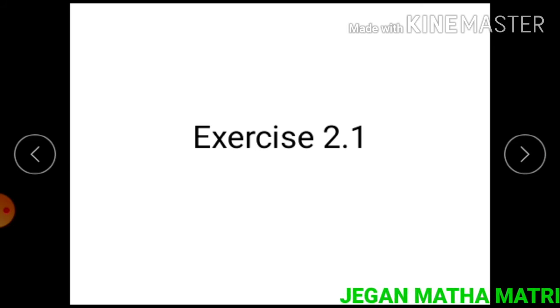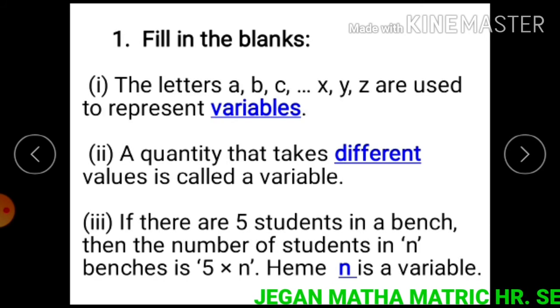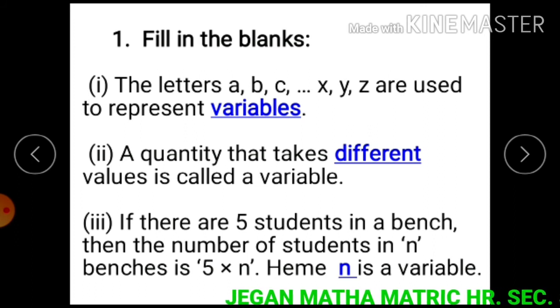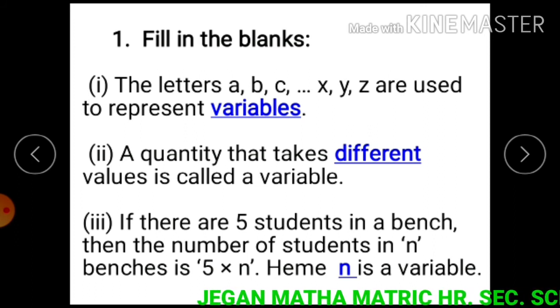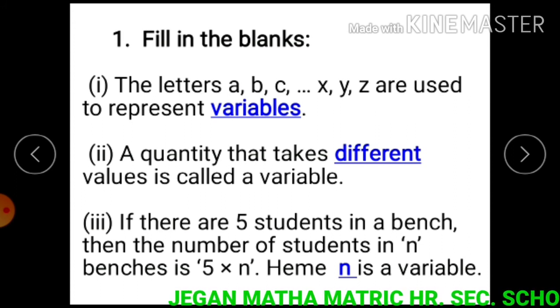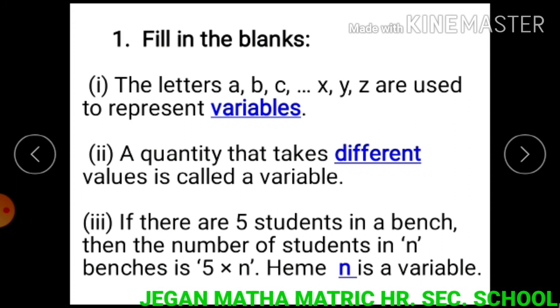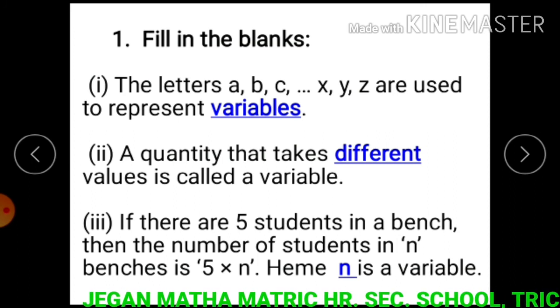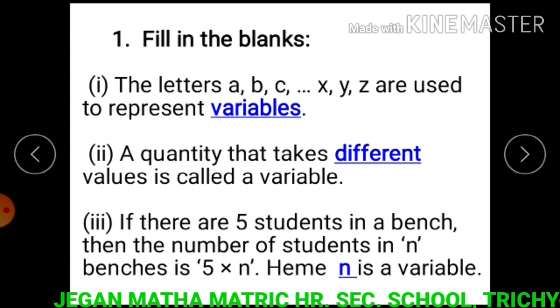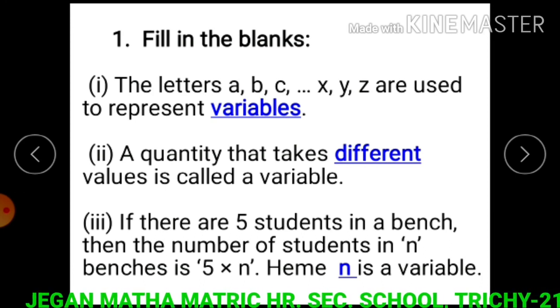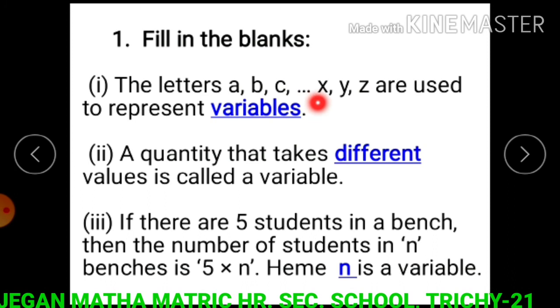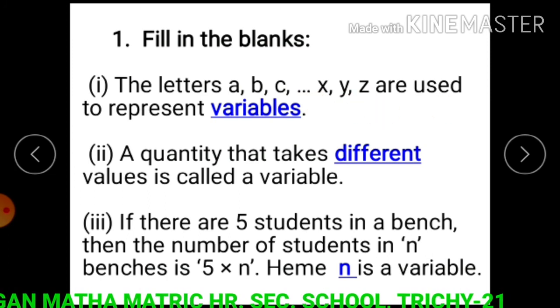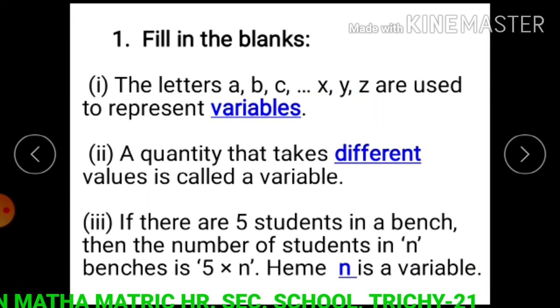Now, we do the sums given in exercise 2.1. First question, fill in the blanks. The letters A, B, C, etc., X, Y, Z are used to represent variables. Variables means without fixed values. So the letters A, B, C to X, Y, Z are used to represent variables.